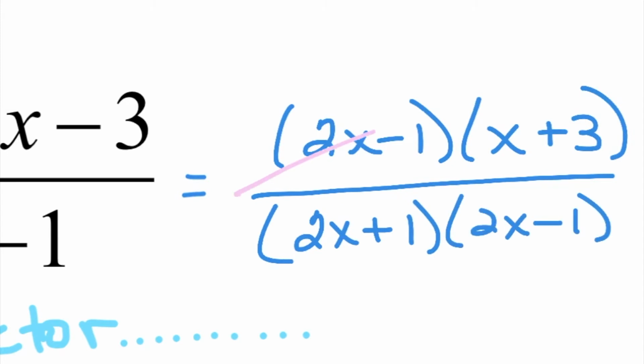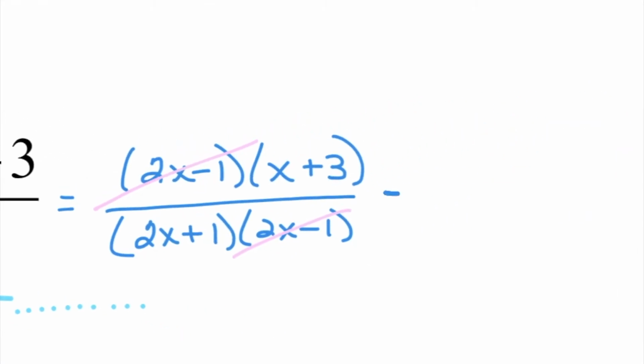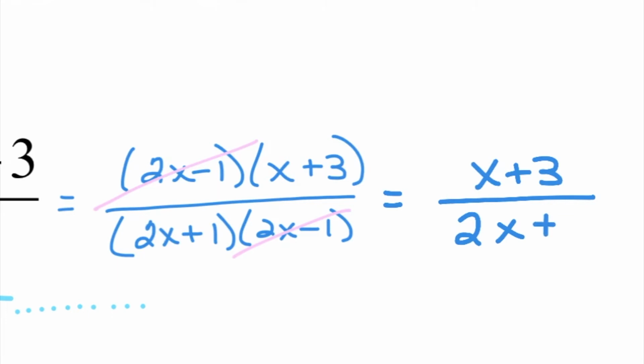And as soon as you see that there's a factor that cancels, then you also want to rewrite your expression here as x plus 3 over 2x plus 1. The pink canceling means that there's a hole where x is equal to positive 1/2. 2x minus 1 equals 0.